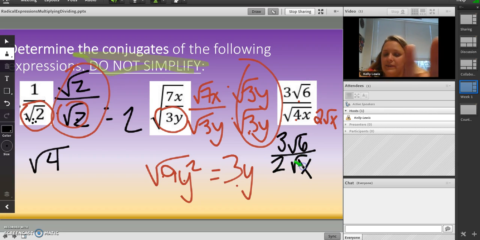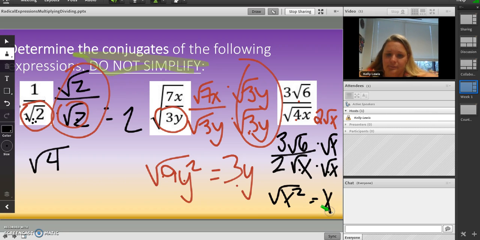So I'm not going to multiply the top and the bottom by square root 4x. I mean, I can. There'll just be some more simplifying later. I'm going to multiply the top and the bottom by square root x because I don't want to get rid of the 2 necessarily. I need to get rid of the square root. And so when I do that, I get square root x squared, which is really x.